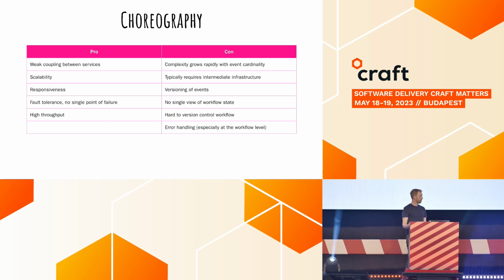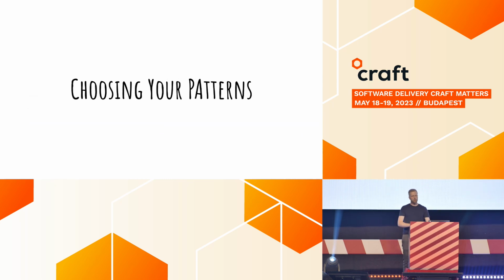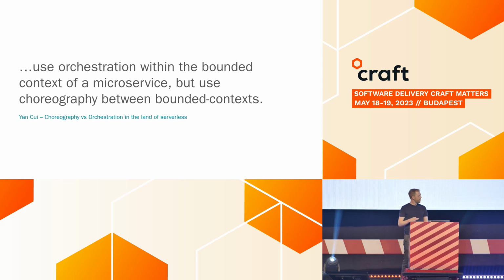Other things that are great about choreography is you can get really high throughput. There's lots of wonderful things around scalability and responsiveness. But again, that lack of single view of state of the workflow and no ability to version it end to end and codify it in some way is something to beware of. So with all that said and all these patterns discussed, how do we go about choosing them? There's some advice on the internet that's been widely shared by Yan Cui that says use orchestration within the bounded context of a microservice, but use choreography between the bounded contexts.